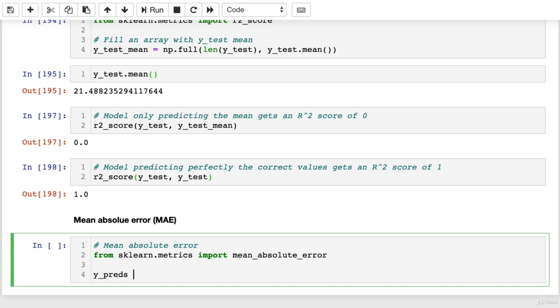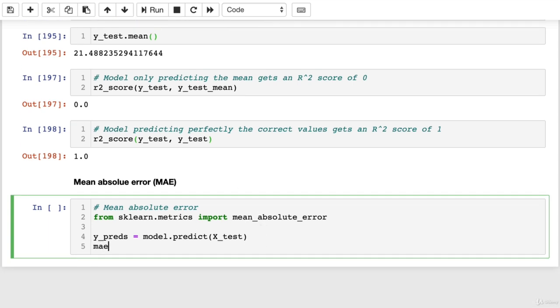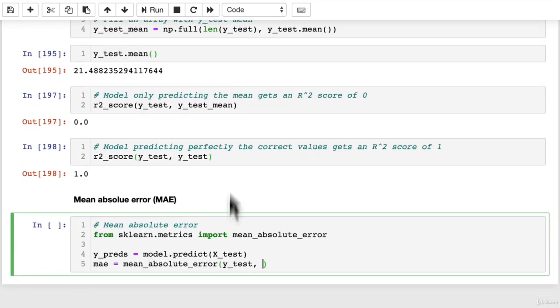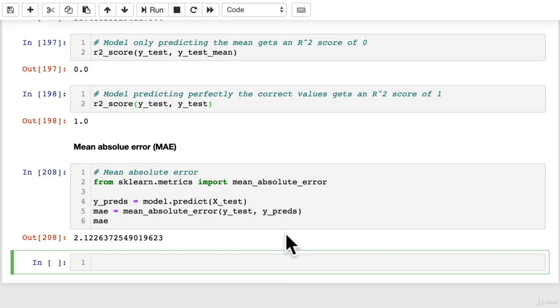To evaluate it, we need to make some predictions because remember, evaluation metrics are always comparing truth labels to predicted labels. So we'll predict on the test data set. We'll go MAE equals mean absolute error. And we're going to compare y_test, which is the truth labels that we made up here, to our predictions, which is what we've just made here. And then we're going to have a look at MAE. Okay, that wasn't too hard.